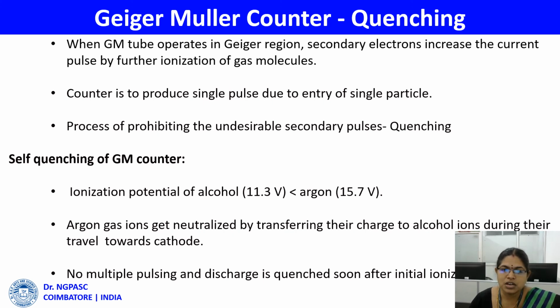So how can we self-quench the GM counter? For this purpose we use different gases, namely ethyl alcohol along with argon or helium, in some proportional ratio. The ionization potential of alcohol is 11.3 volt, which is less than that of argon, 15.7 volt. Argon ions get neutralized by transferring their charge to alcohol ions during their travel towards the electrode. This causes no multiple pulsing, and the discharge is quenched soon after the initial ionization. It helps to count a single pulse due to the entry of only a single particle.